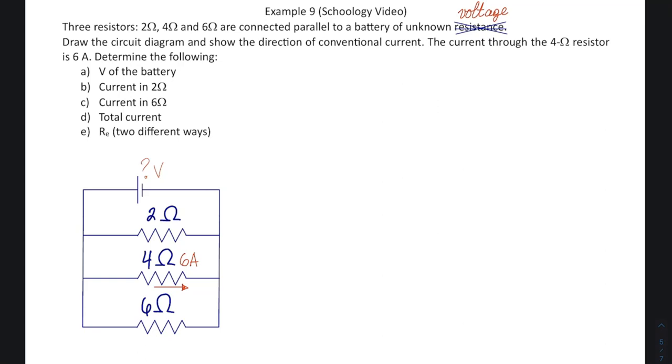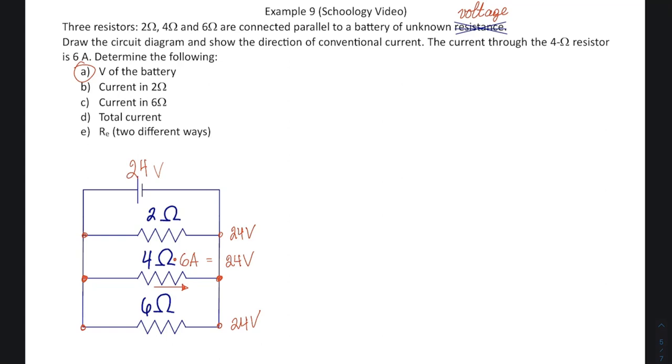But since I know that it is 4 ohms with 6 amps, I also know that if I multiply those two, I will get 24 volts. And since this is in parallel, this junction gets 24 volts. This junction will get 24 volts. This junction will get 24 volts. Remember, we're pretending that our resistances in wires are 0. Our wires are ideal. Welcome to the imaginary world. So therefore, 24 volts is the volts of the battery. Boom. We just answered the first question.